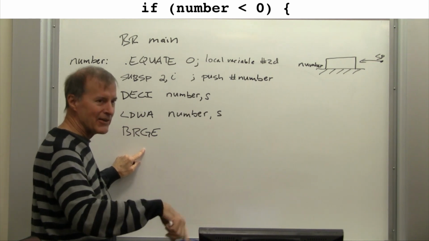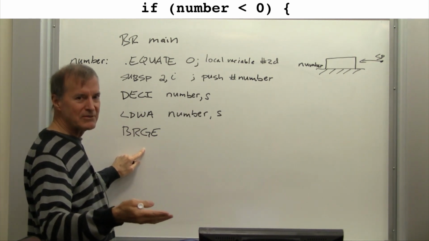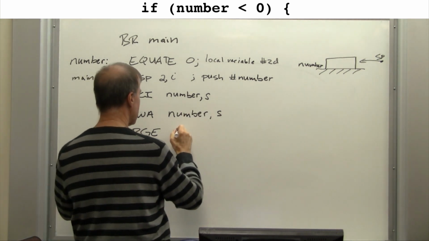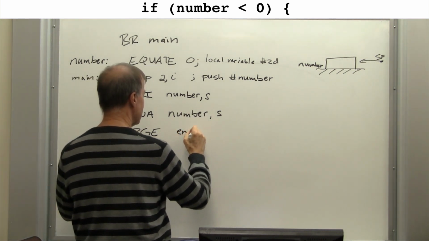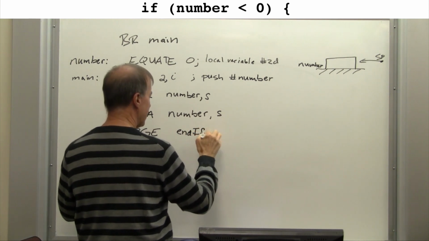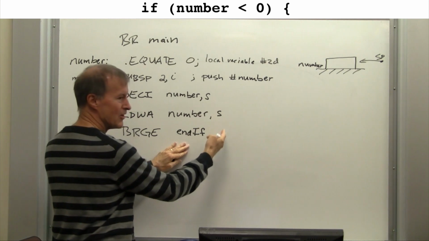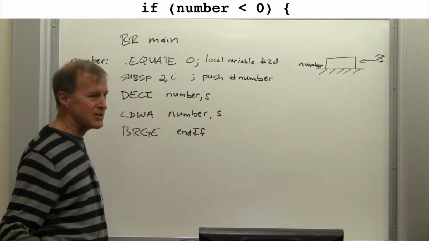Someplace down there. Yeah, so we're going to have to make up a label. We'll have to have a symbol, you see. So to branch if greater than, we'll just call it, a convention is to say end if. And that'll be somewhere later. And for a branch instruction, the addressing mode is optional, so we just leave it off.